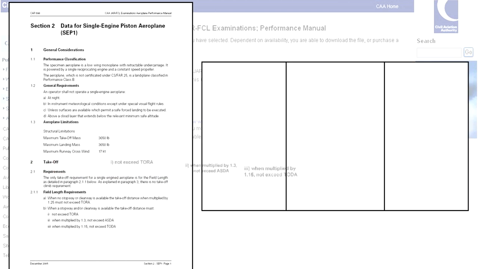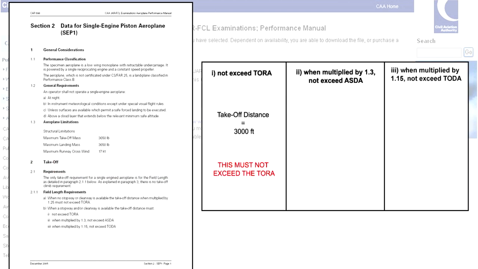We will assume a takeoff distance of 3,000 feet. The first regulation tells us that the takeoff distance of 3,000 feet must not exceed the takeoff run available. Therefore, the pilot must ensure that the runway, or more correctly the takeoff run available, is at least 3,000 feet long. The second regulation tells us that when the takeoff distance is multiplied by 1.3, that distance must not exceed the accelerate stop distance available. If you remember, the accelerate stop distance available is the takeoff run available plus any stopway. So, a pilot must ensure that the airfield has an accelerate stop distance available of at least 3,900 feet.